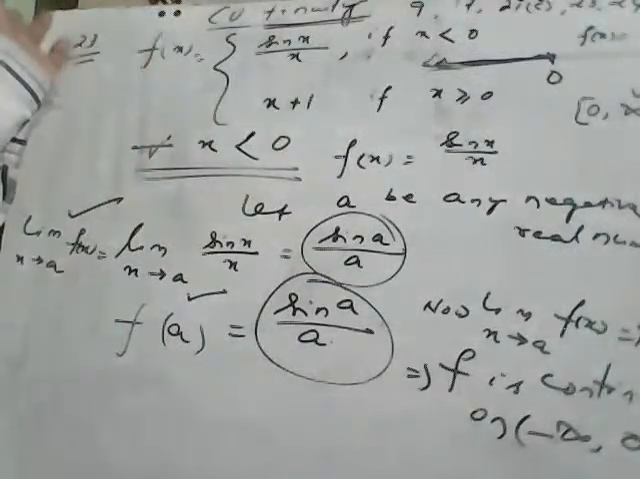At 0, it is continuous. From 0 to plus infinity, it is a polynomial function, hence it is continuous. Now, the given function is continuous everywhere, for every real number. So it has no points of discontinuity. Question number 23: our instruction is to find all points of discontinuity. It has no point of discontinuity. Everywhere it is continuous. Now we'll proceed to 24.